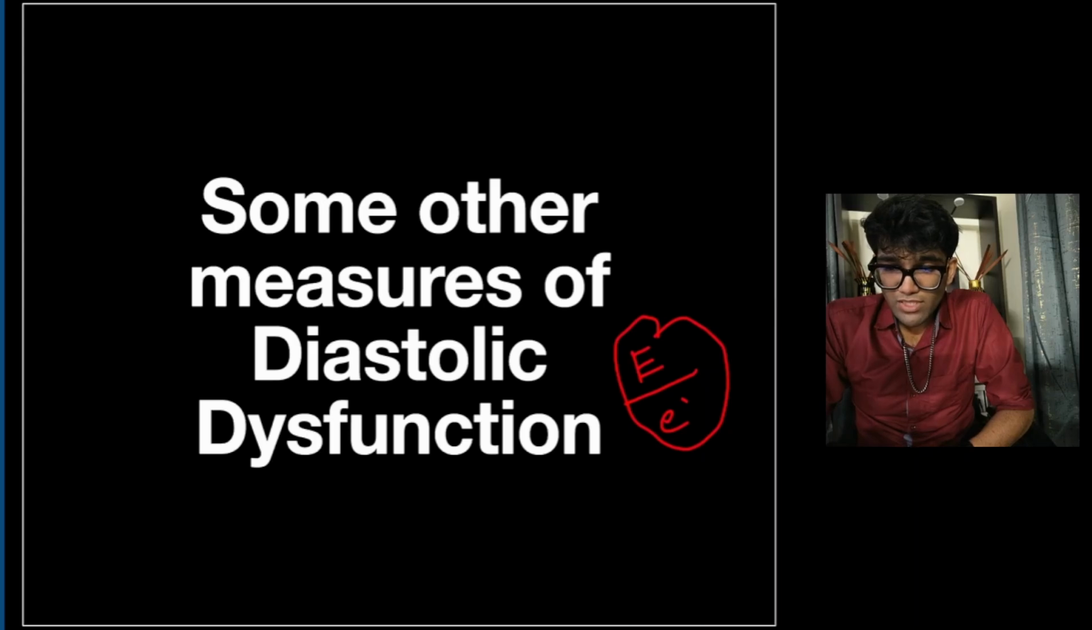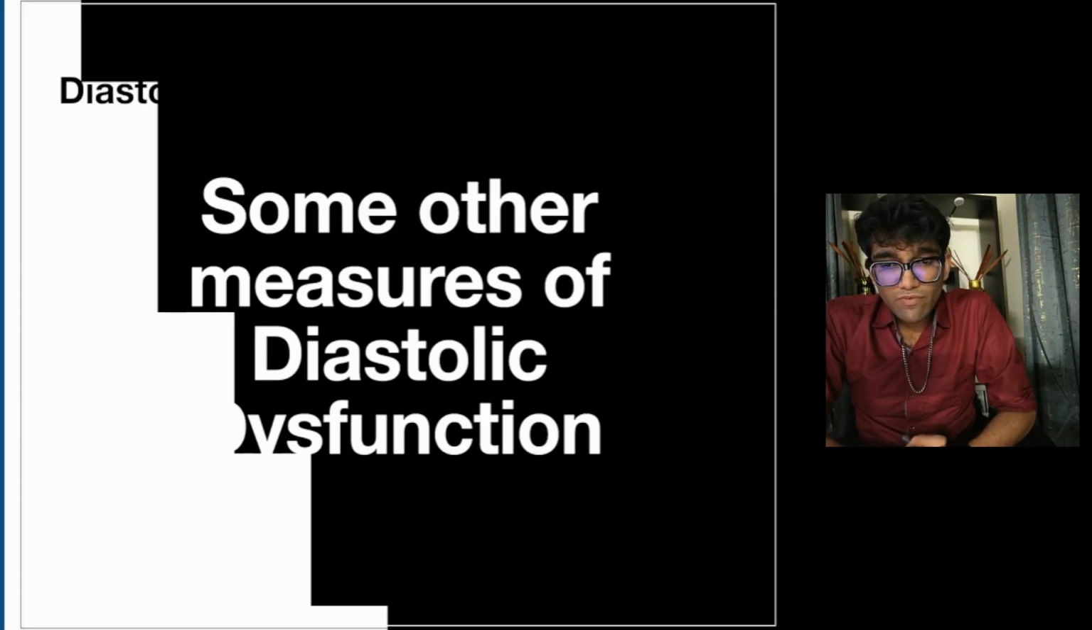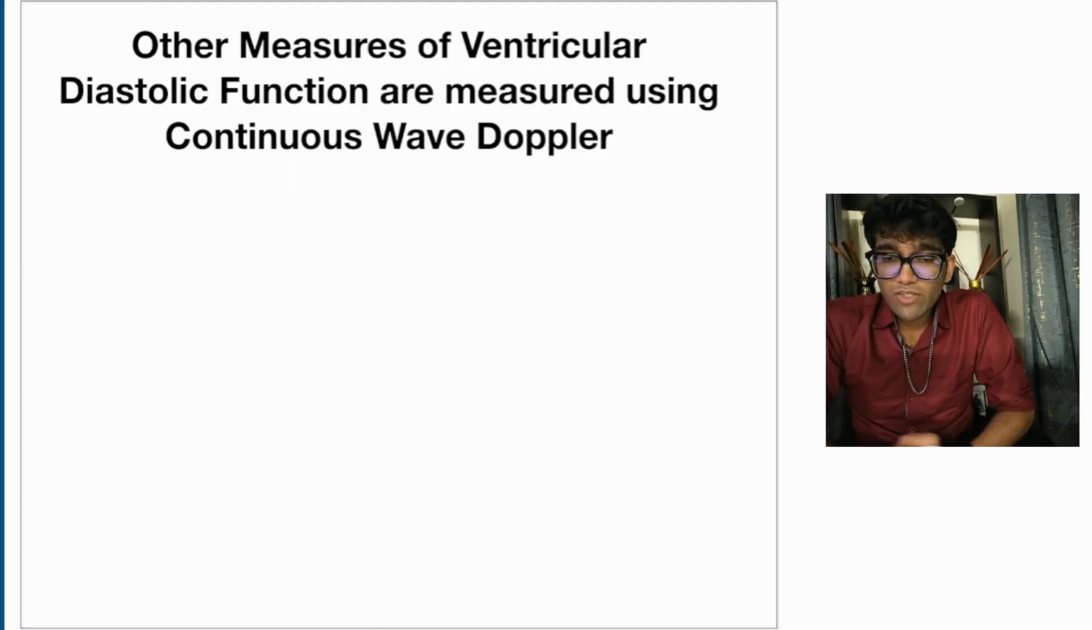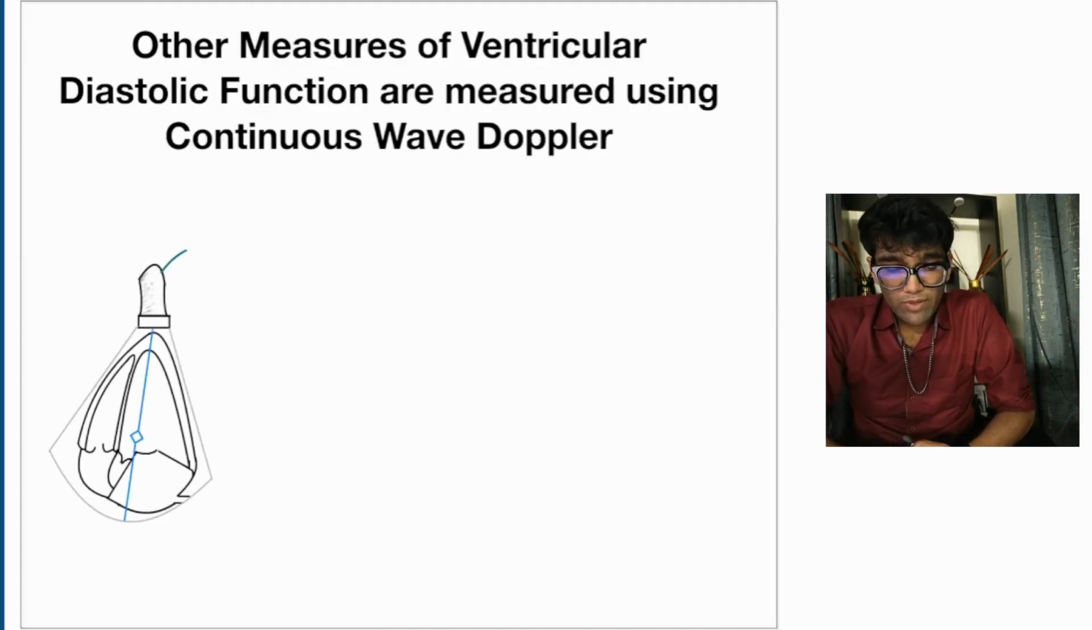Now this is a short discussion, so we'll be concluding it with some other measures of diastolic dysfunction. Other measures of ventricular dysfunction are measured using continuous wave Doppler. So what do we do here? We've taken an apical four chamber view, put the probe at the apex of the heart, and then tilted it up. Now we've kept the line of interest on the left ventricular outlet. This is not an apical four chamber view per se. This is actually a slight variation of the apical four chamber view, which is called the apical five chamber view.